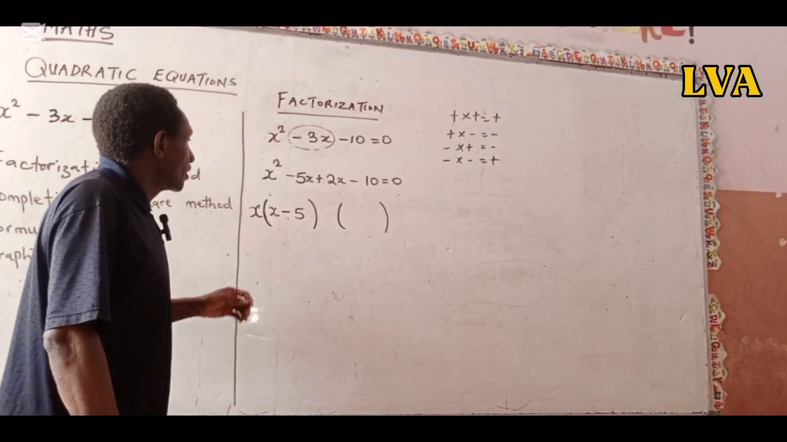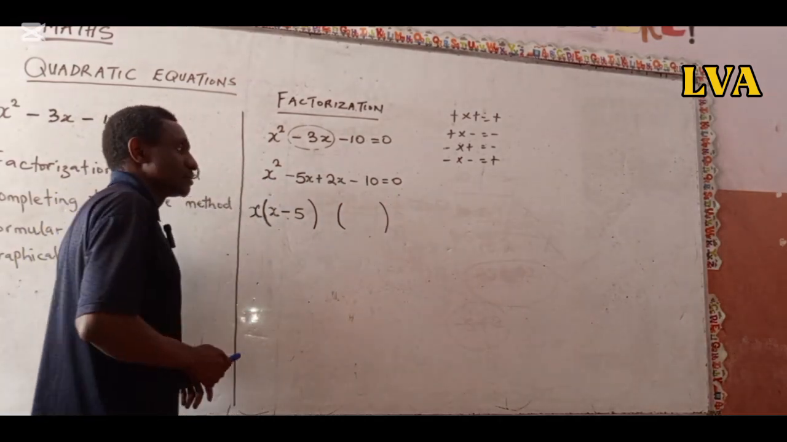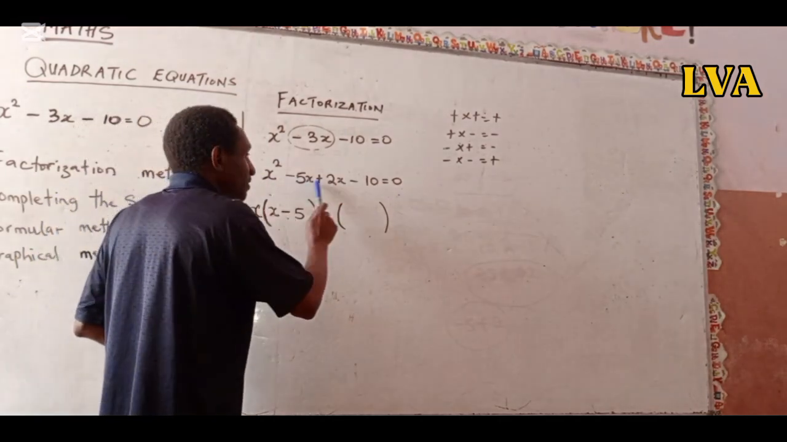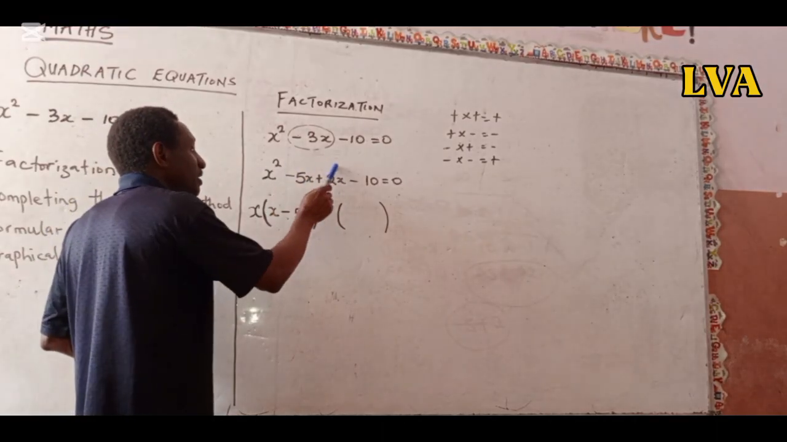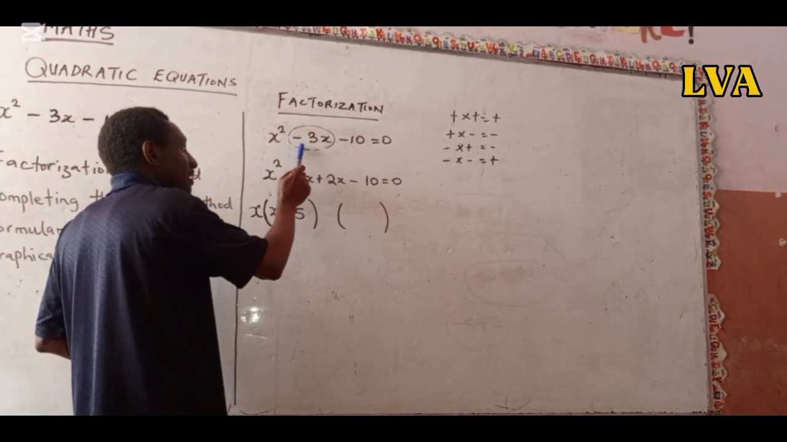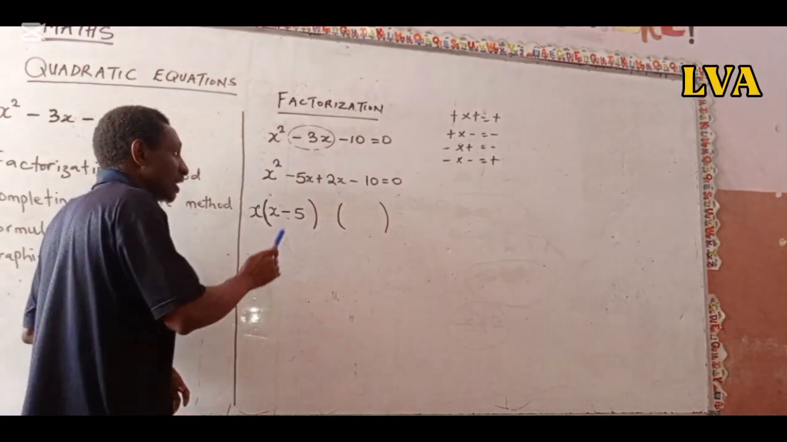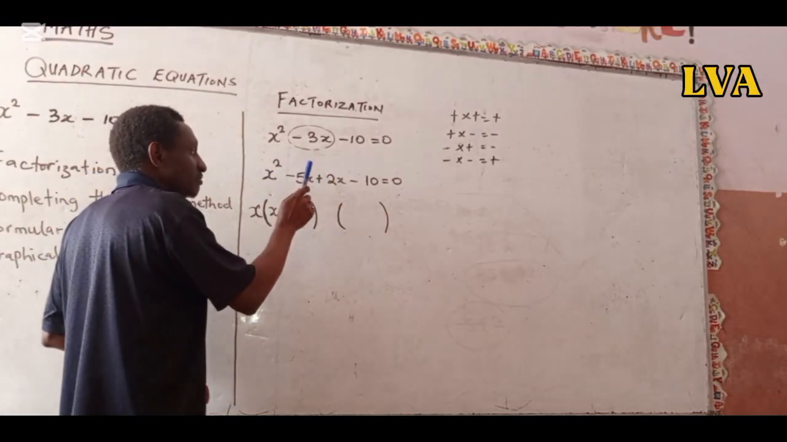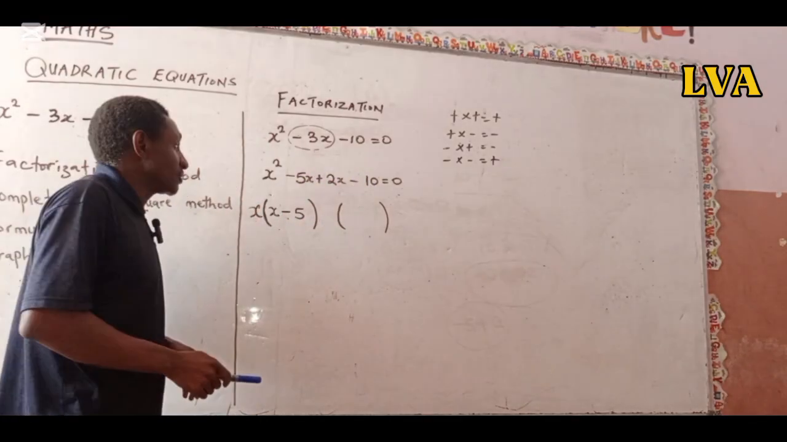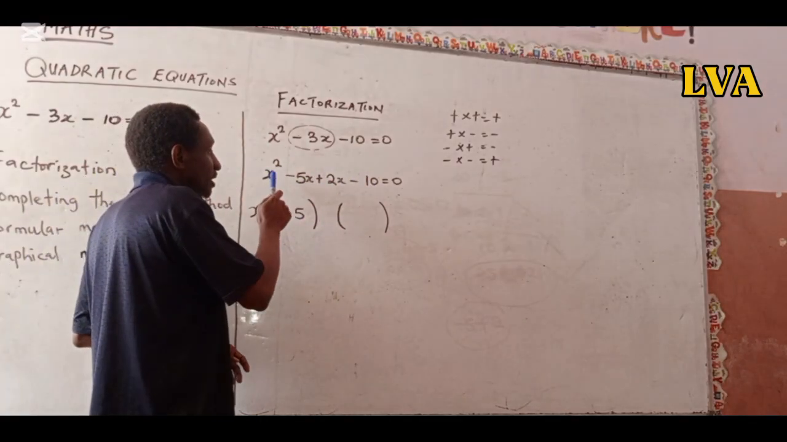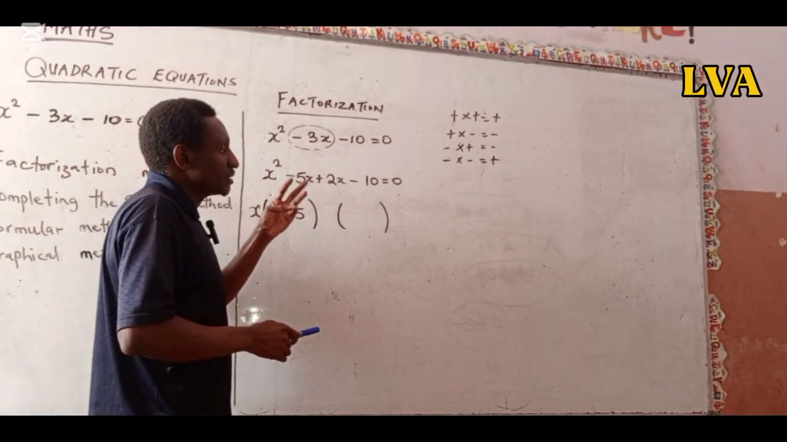Now, you have arrived at this step where minus 5x plus 2x is now replacing our minus 3x here. So that means I have 4 terms. This is the first term, this is the second term, this is the third term, this is the fourth term. I have first term x squared, second term minus 5x, the third term plus 2x, and the fourth term minus 10.